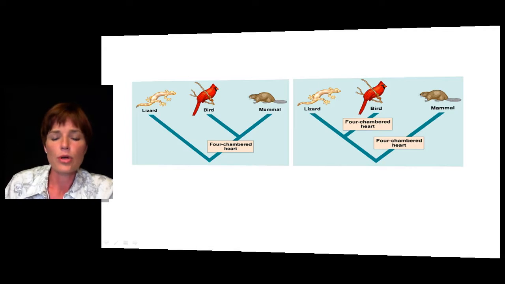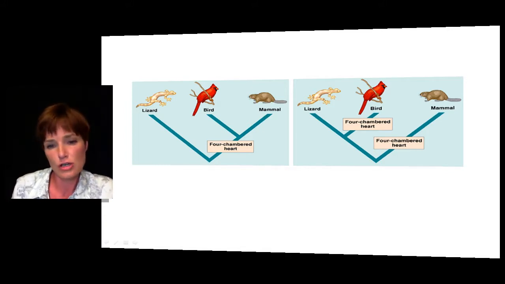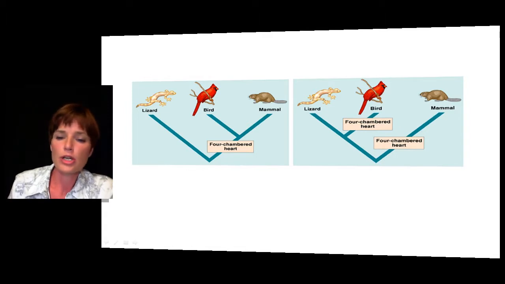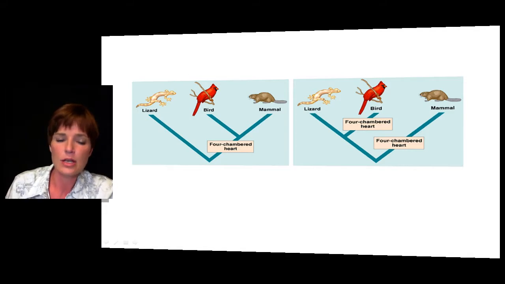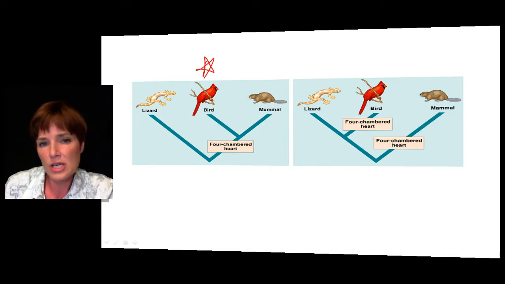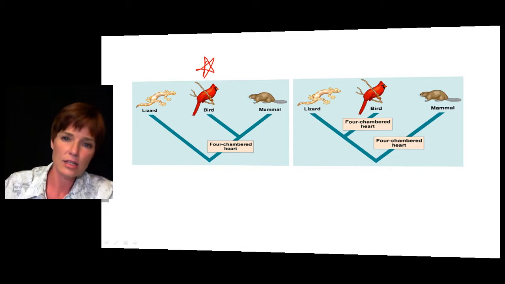Here's another example. We've got 3 species, and we're looking at some differences between them. In the first tree, we would only need 1 evolutionary change to take place. But if we were to go with the second tree, we would need that 4-chamber heart to evolve 2 times, separately. So that's going to be a lot less likely to happen. So this first tree is the one that we're going to go with, because that is the simplest explanation or the most likely tree that would have taken place.